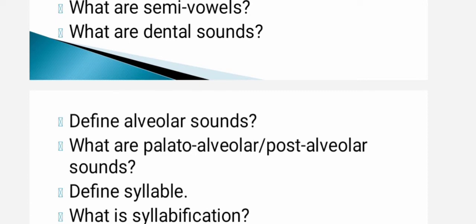The next one, define alveolar sounds. Alveolar consonants are consonant sounds that are produced with the tongue close to or touching the ridge behind the teeth on the roof of the mouth. These are called alveolar consonants. Next, what are palato-alveolar sounds? They are articulated with the blade or the tip of the tongue, which may touch the alveolar ridge, or the main body of the tongue near the hard palate.